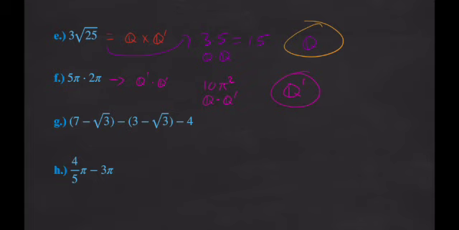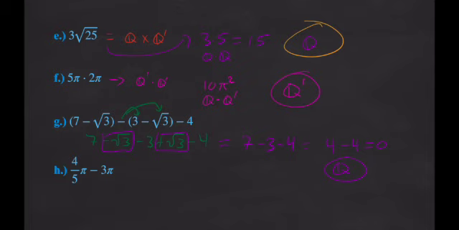There's a lot going on with this one. We have parentheses. Let's go ahead and get rid of those parentheses. So we are going to move that negative in. We have 7 minus square root of 3 minus 3 plus square root of 3 minus 4. Gather like terms, put stuff together. Negative square root of 3 and positive square root of 3 added together is 0. So we really have 7 minus 3 minus 4. 7 minus 3 is 4. 4 minus 4 is 0. 0 is rational.